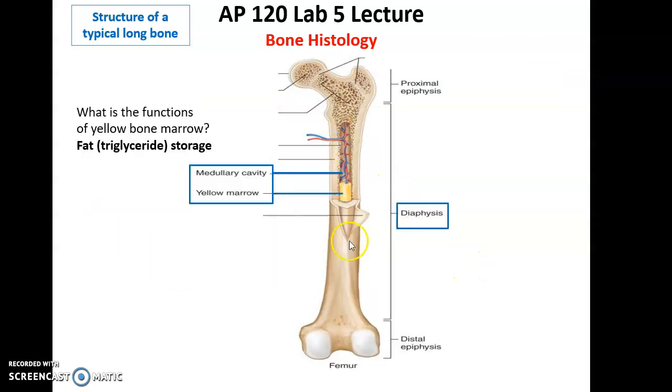All right, when you get down to the diaphysis, there is an open space in the center called the medullary cavity, but it's not empty, it's filled with yellow bone marrow. And yellow bone marrow is mostly made of adipose tissue and is storing triglycerides.